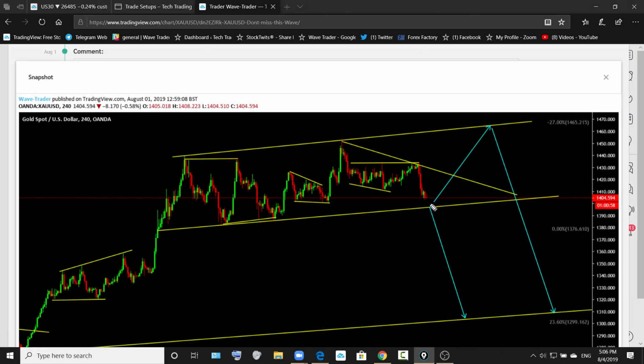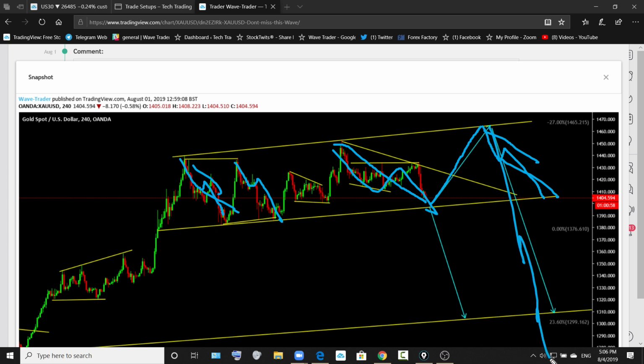So gold went up. Now the next move should be again either corrective, another ABC move, like this ABC move, that ABC move, another one like that, or a longer term reversal, breakdown and continuation to the downside.